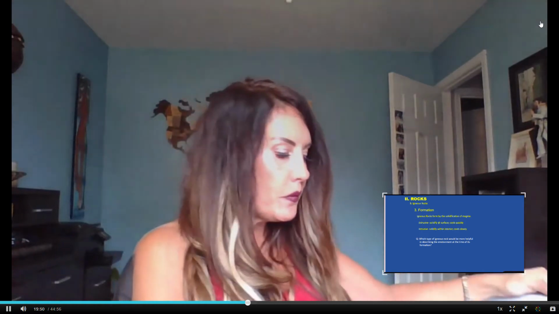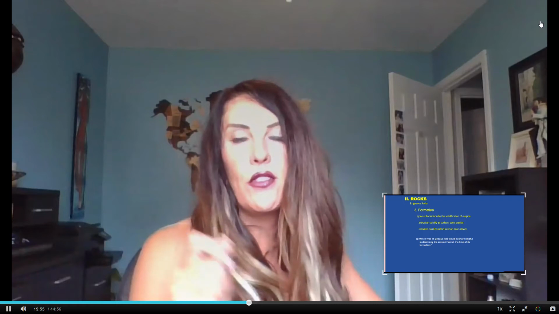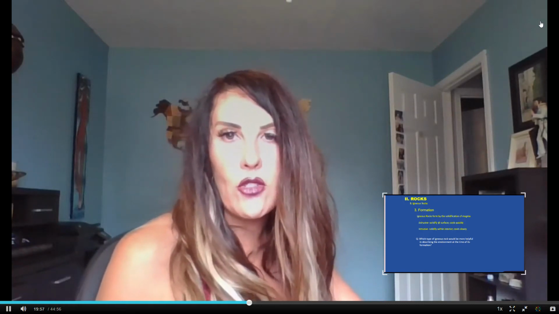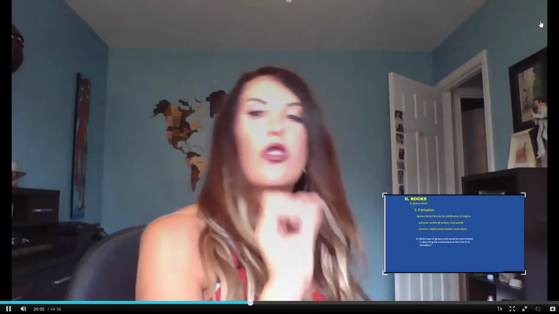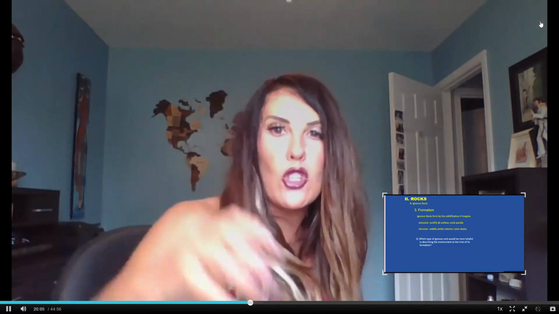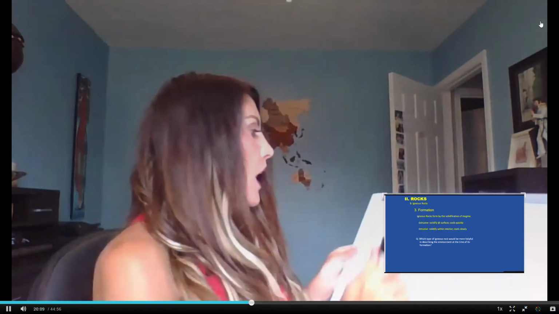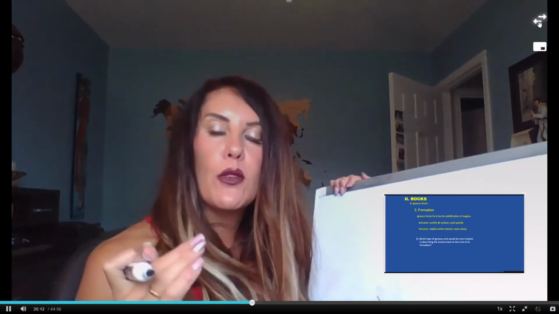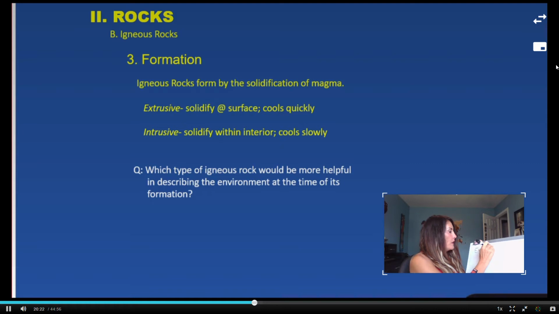So when we look at these in lab, we're going to use specific terms to identify igneous rocks. The terms that we used to identify minerals, those are just for minerals. These terms are just for igneous rocks. So we are going to ask the question, if the rock solidified underground or at the surface first. So we're going to ask if it's extrusive or if it's intrusive.